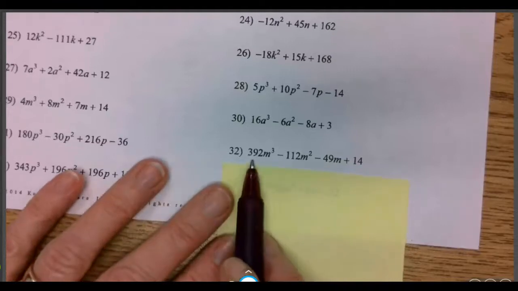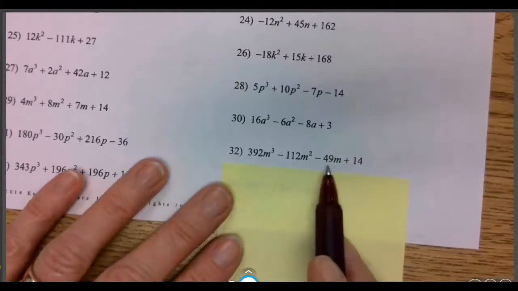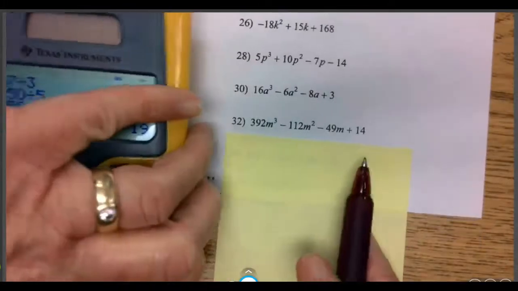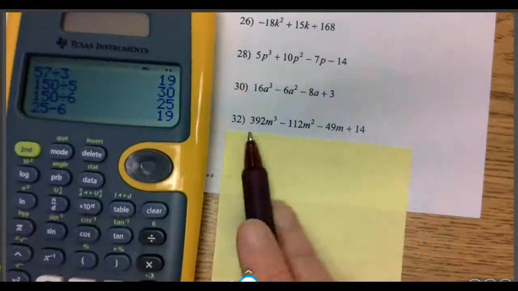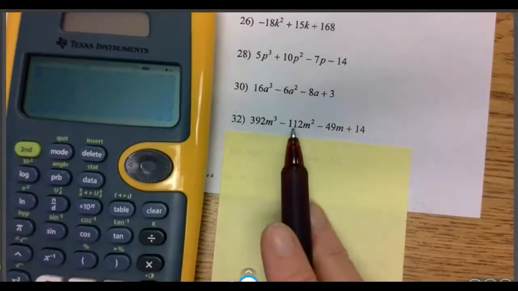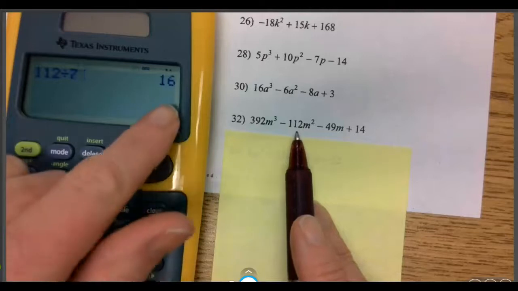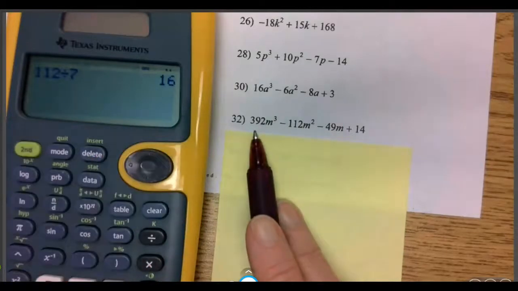So, here we go. Is there a greatest common factor? Well, look at 49 and 14. That's going to be my clue. I always look for clues. 7 goes into both of those. Let's see if 7 goes into these. So this is where we take our calculator. If I take 112 divided by 7, I get a whole number. So 7 goes into that one. 392 divided by 7. Yes.